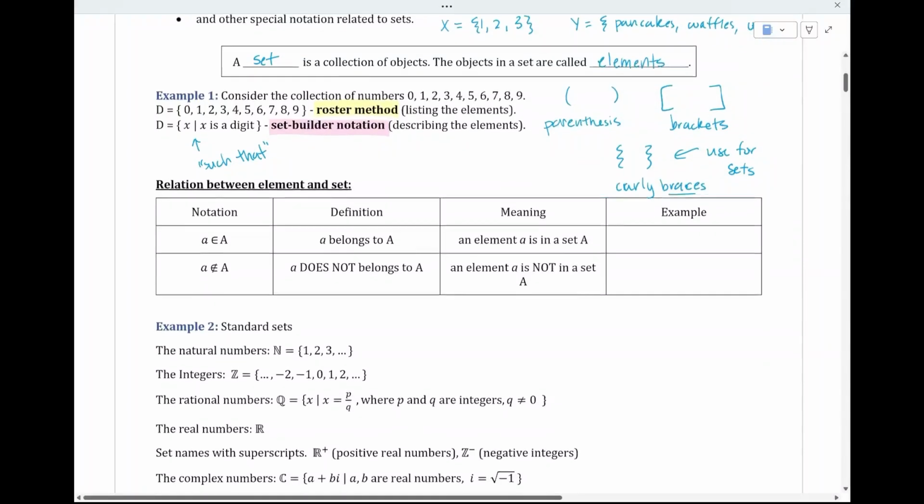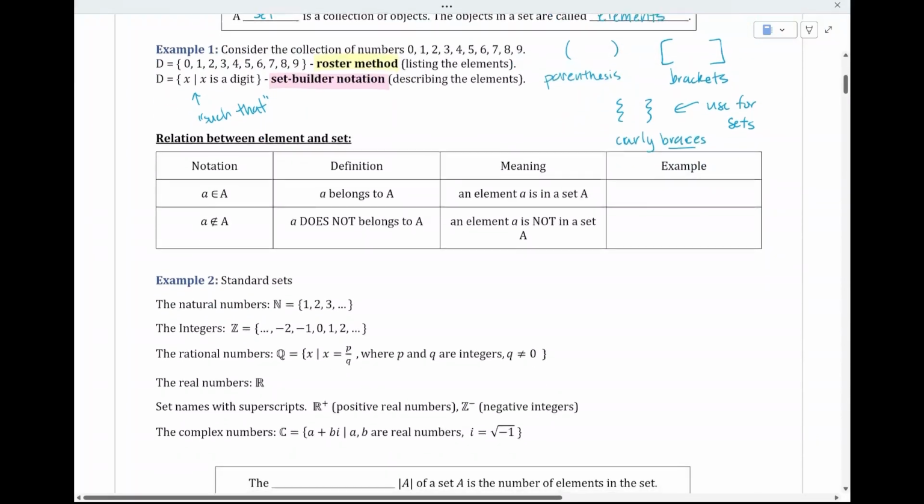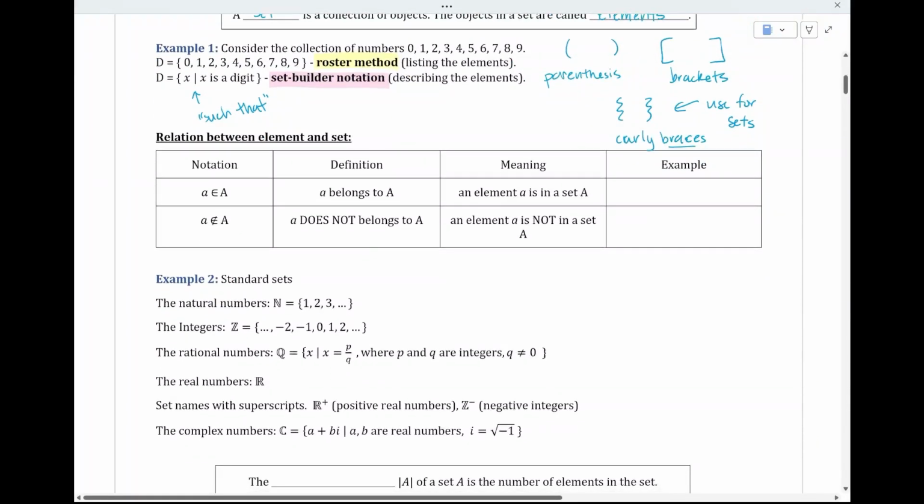So let's talk about relations between elements and sets. The notation that we're going to look at first is that little a is in big A. The lowercase letters are used to describe elements. Elements are lowercase and belong to capital A, which is a set in upper case. So little a is in A, and that means that the lowercase letter a is an element in the set A.